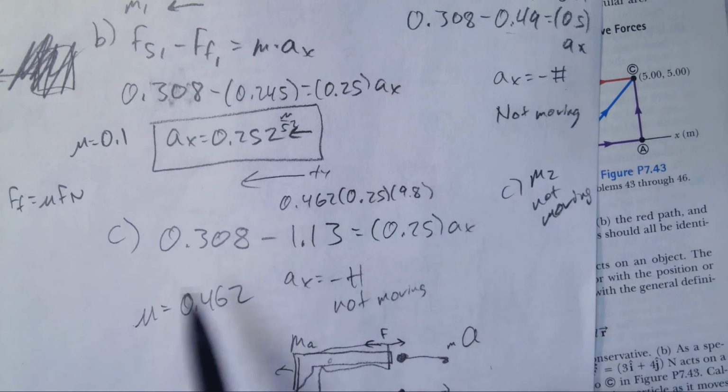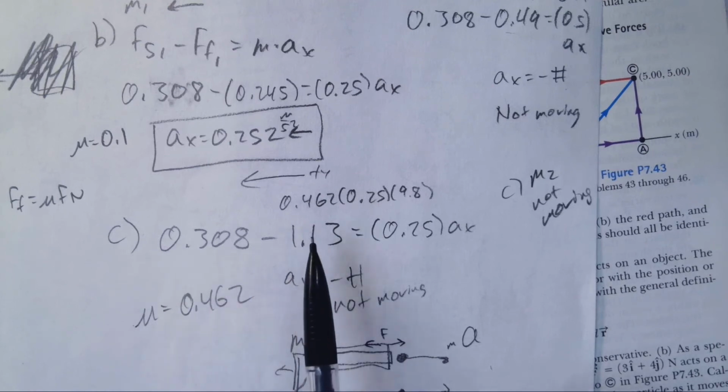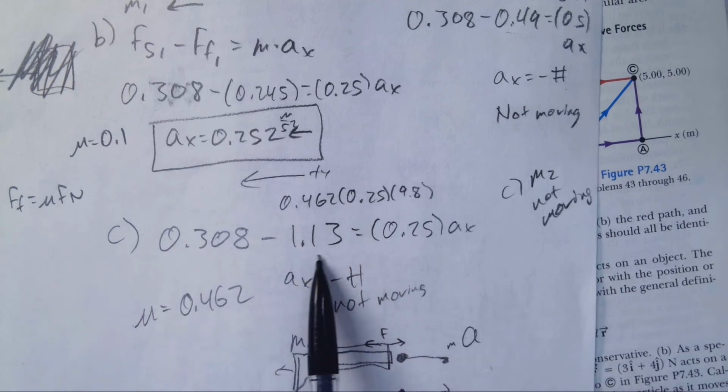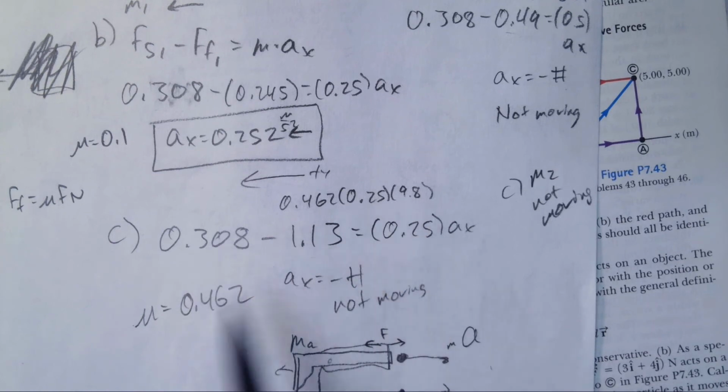And then we do over here with C, this is for the block on the left side, so mass 1, 0.308 minus the normal force, multiplied times 0.462, which is this. We can see that this number is bigger than that. And so in this case, we would get an acceleration that is not greater than 0, which means that this thing is not going to slide. It doesn't mean that it's going to be pulled back because friction doesn't pull on things, it just resists things. So that means it's also not moving.